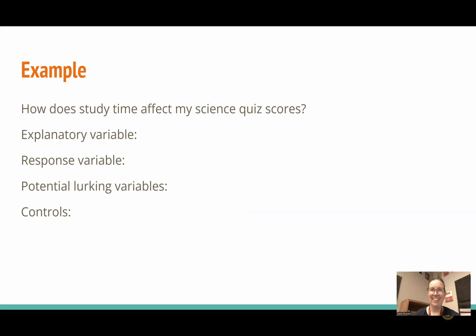What's an example of an experiment? And in that experiment, you can say what your explanatory variable is, your response variable, any potential lurking variables, and controls. And so I gave the example here, how does study time affect my science quiz scores? Okay, so let's just talk through which variables are which in this idea, and you guys might come up with other stuff as well.